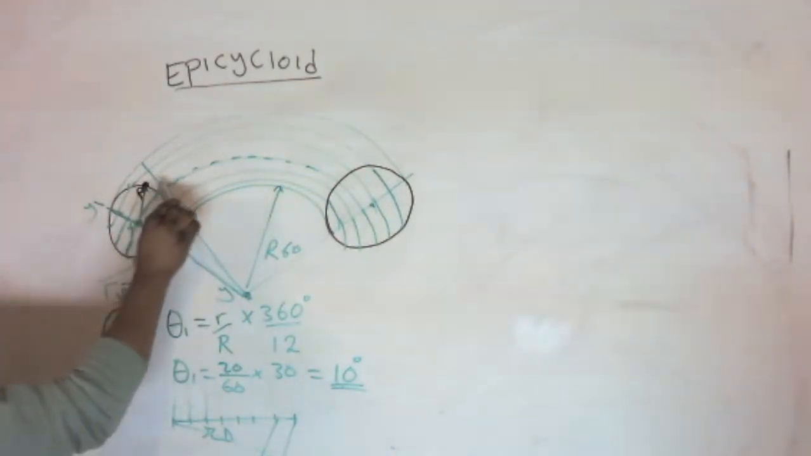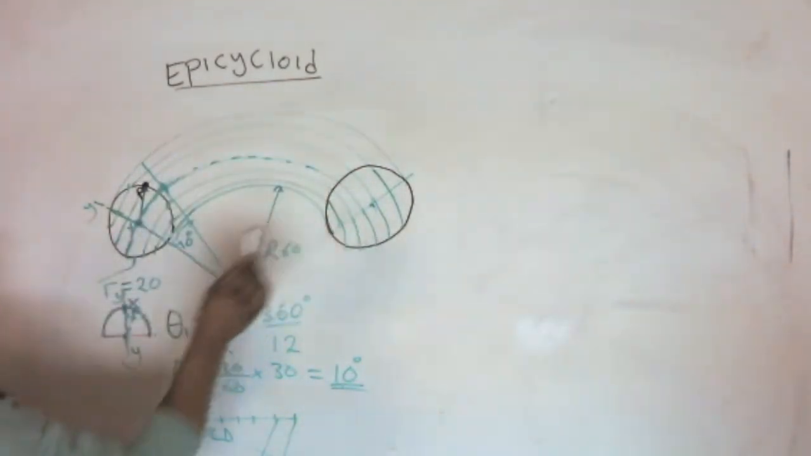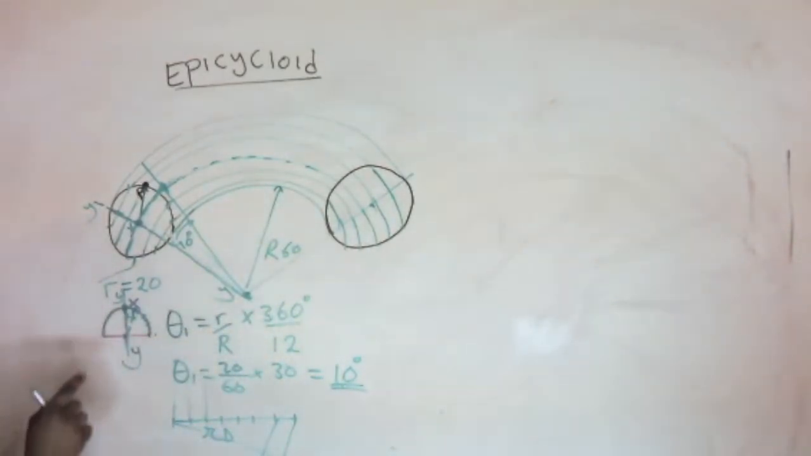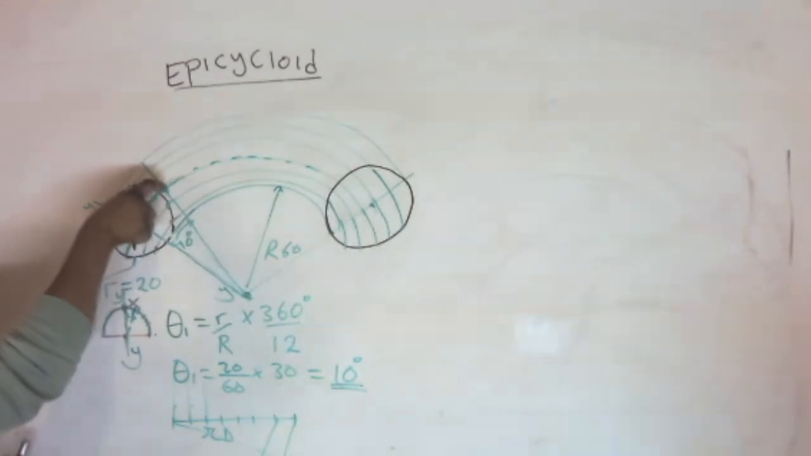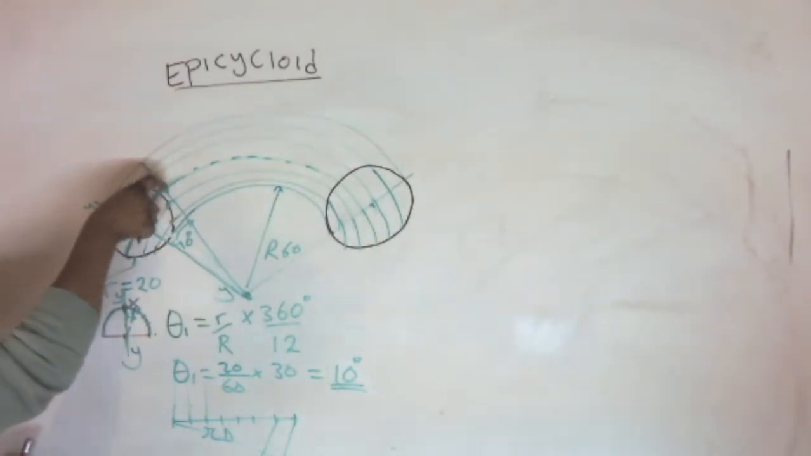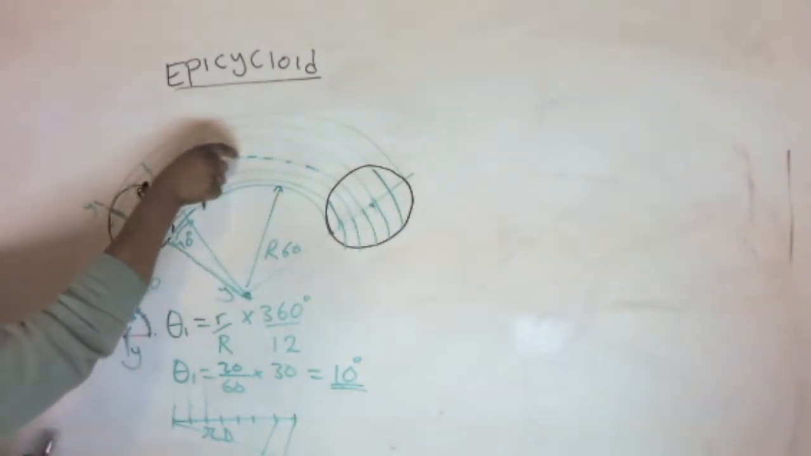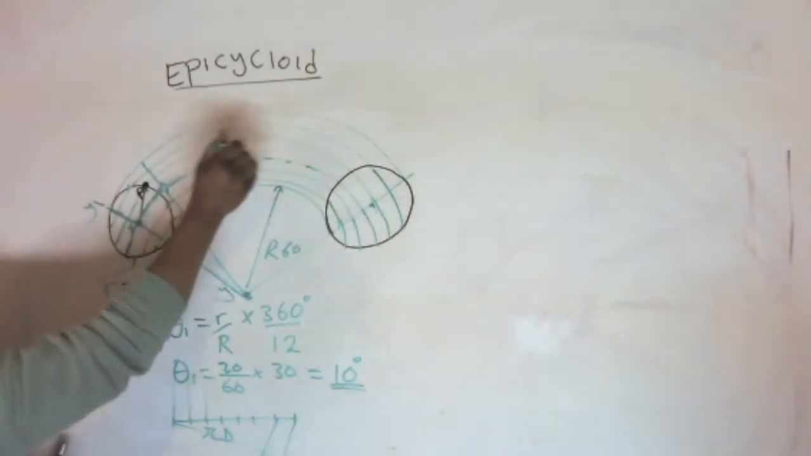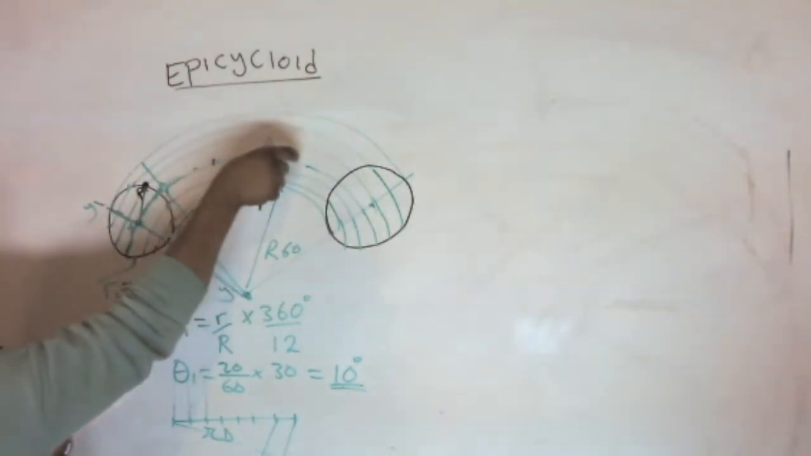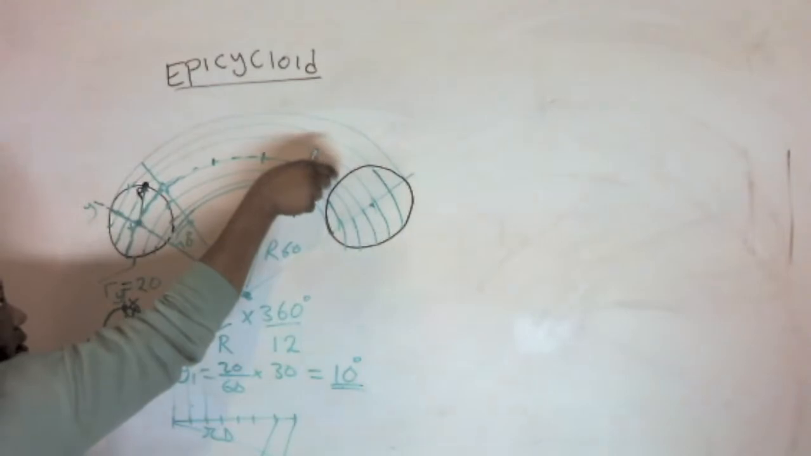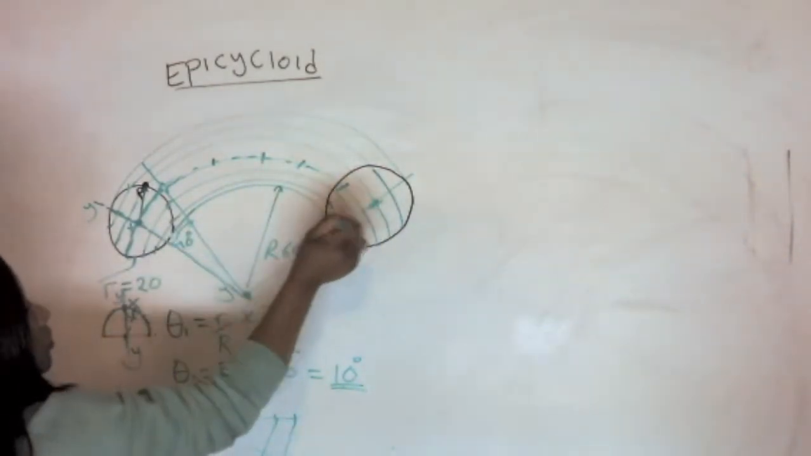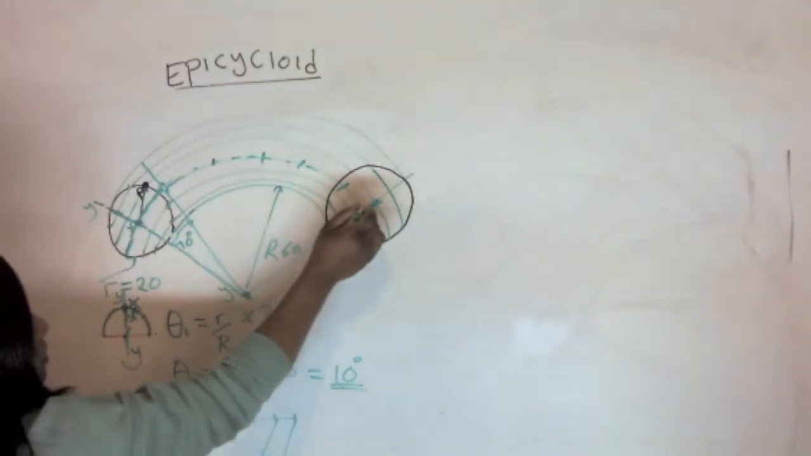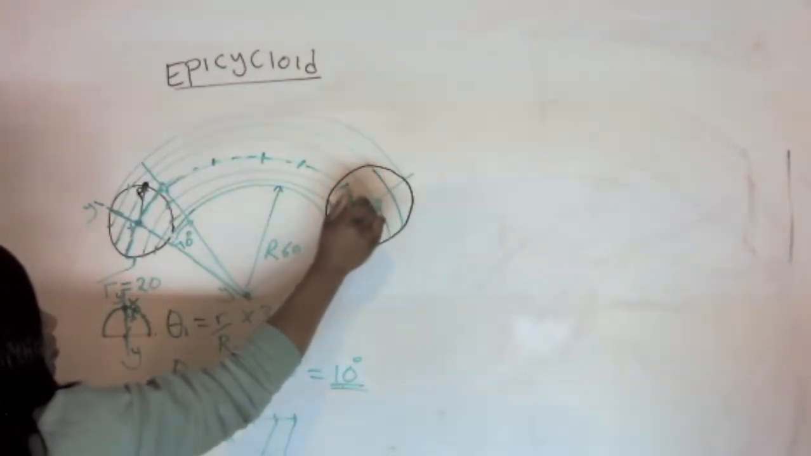Then don't use the protractor throughout. What you're going to do is take your compass now, open from here to here. This is 10 degrees. You take that distance and start marking here, marking on the center line. I think our center line is here, not that one, this one.